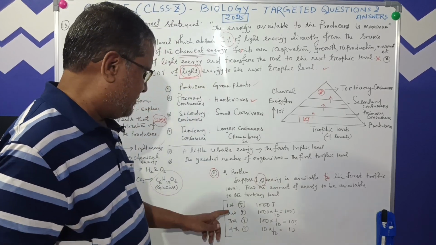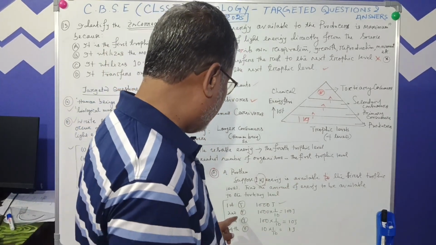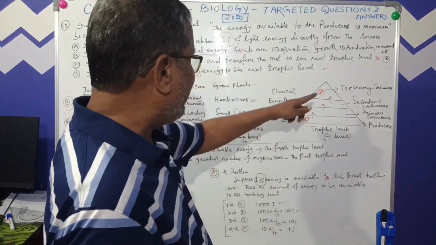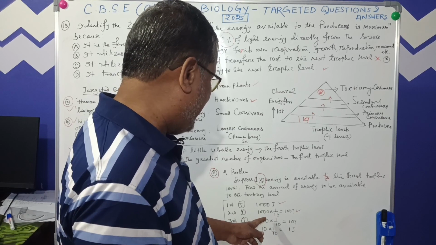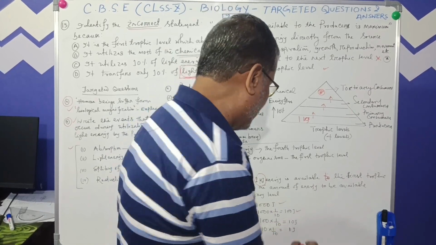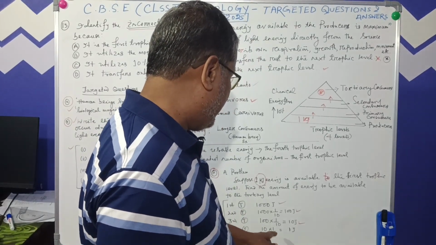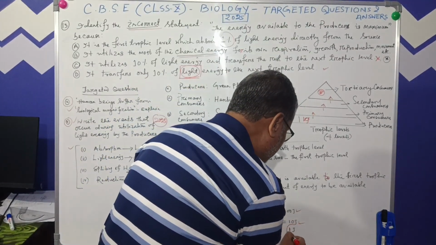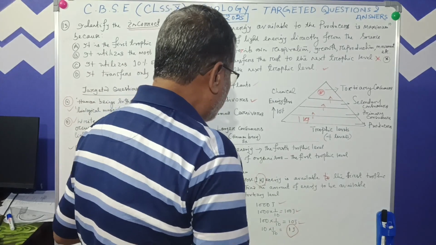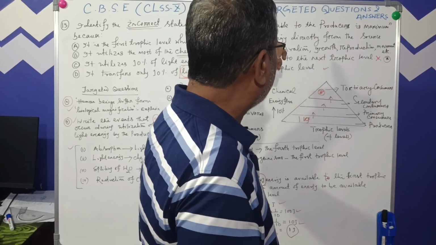Now you see, the first level availability is 1 kilojoule, which means 1000 joule. Now the second level will get 1/10, so 100 joule. Then the third trophic level, very simple. 100 is available to the second, then the third gets 1/10 of 100, that is 10 joule. And the fourth, the top or tertiary level, gets 1/10 of 10, that is 1 joule. This question was also asked in the CBSE exam. So these are the probable questions from this chapter.